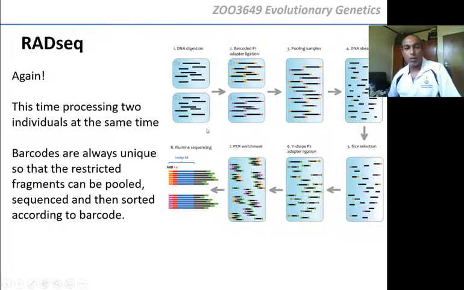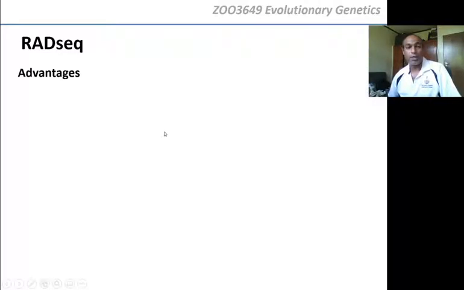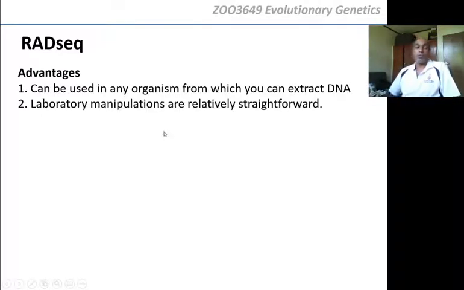So the barcodes that we put here are always unique to the sample. So that when we put them together, we sequence them. At the end, you see, we are able to separate the sequences based on the barcode. So we know all the ones with the orange that were sequenced belong to sample 1. And all the ones with purple that were sequenced belong to sample 2. Okay? So that's RAD-seq. It has a lot of advantages, okay?